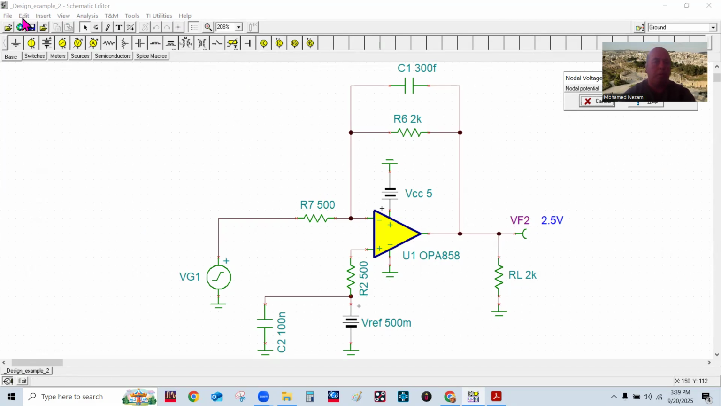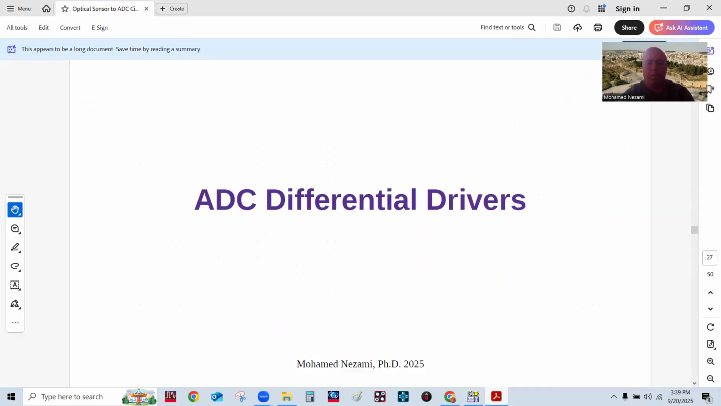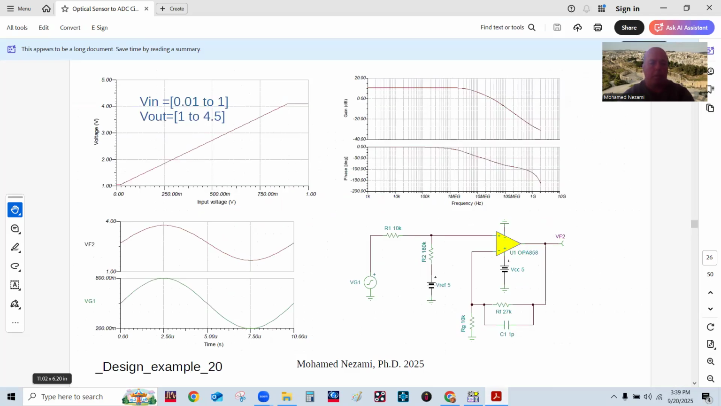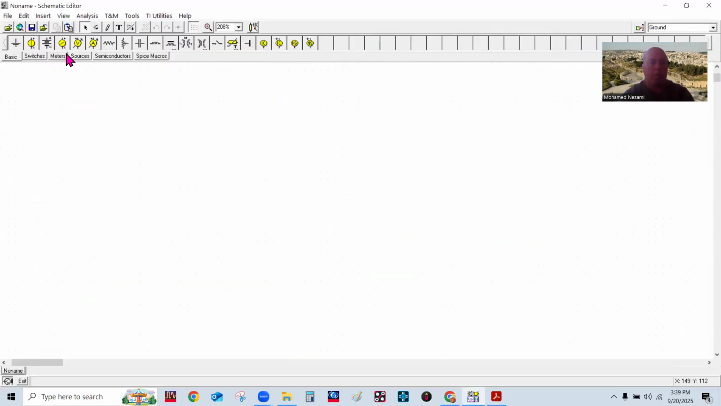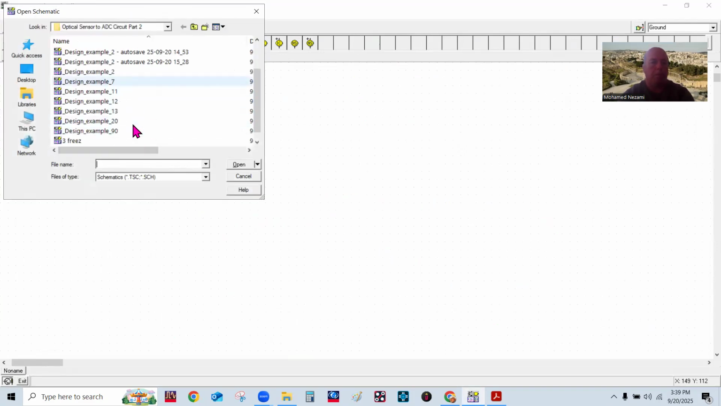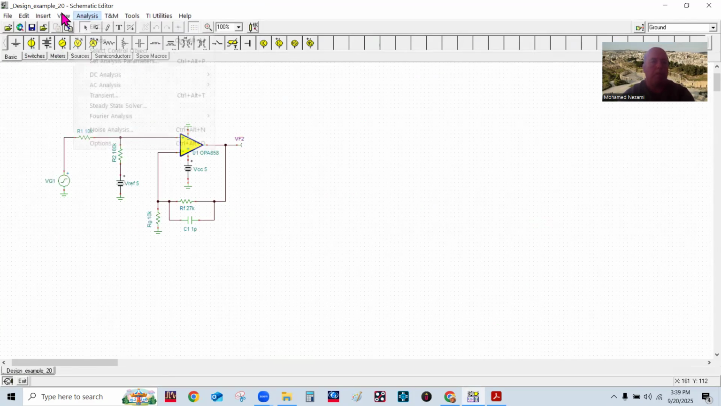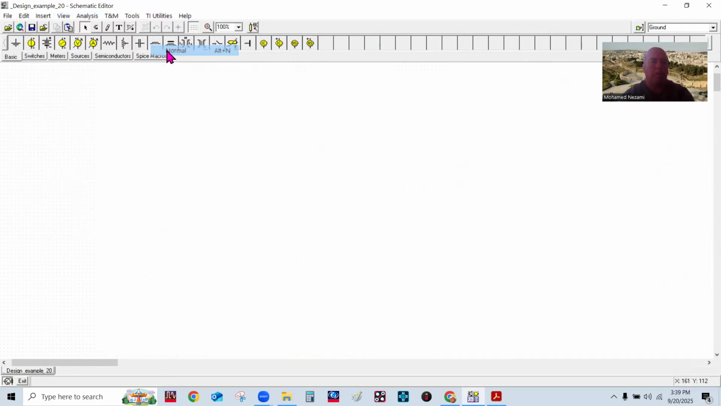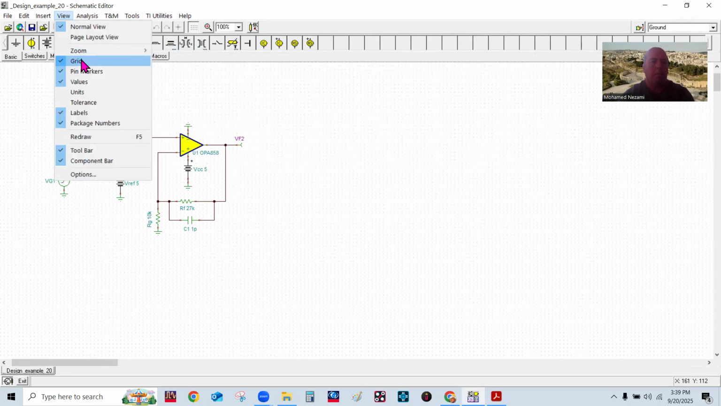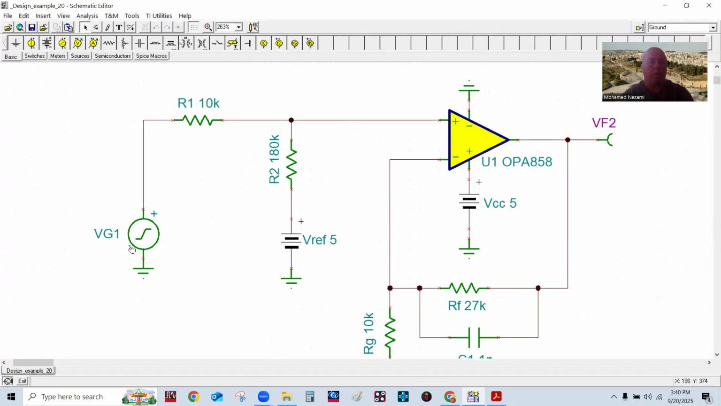Oh no, sorry, this is the other circuit. Let's see, where is this? Okay, the file is 20. So let's load up that circuit. Okay, so here's the circuit, and let's zoom in. We've got this is Vn in here and the reference in here.